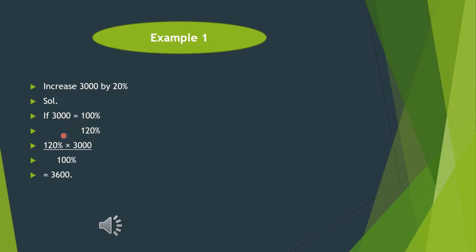And if you simplify your answer, those two zeros will go with those two zeros, 3,000. 12 times 3 is 36, you add those two zeros, and your answer is 3,600.